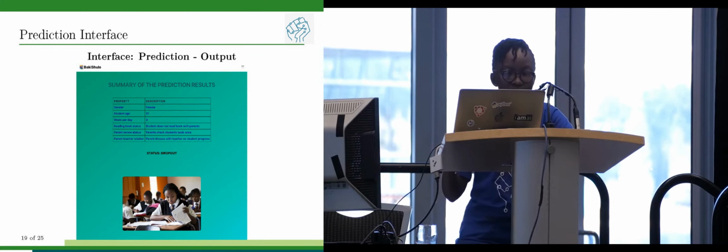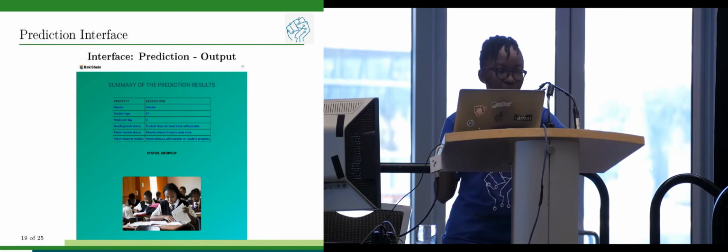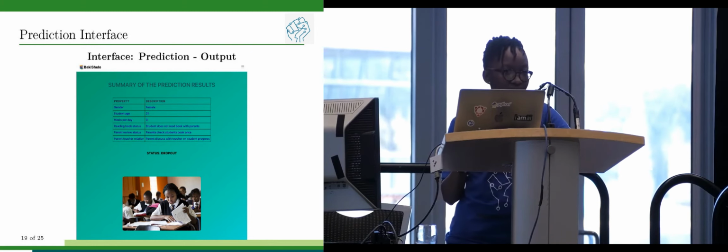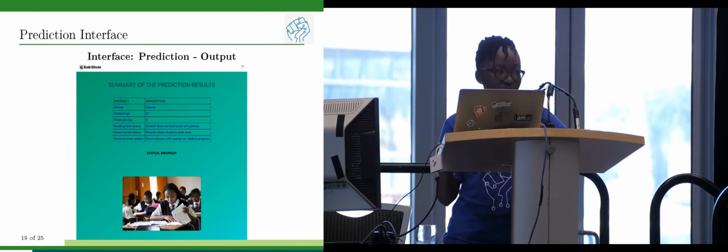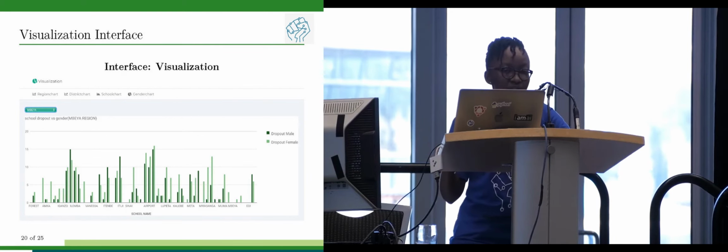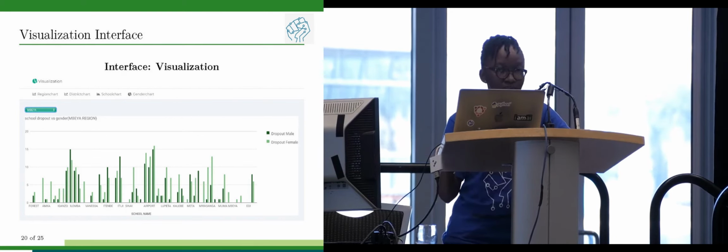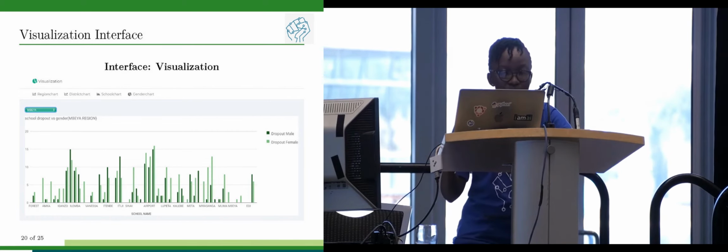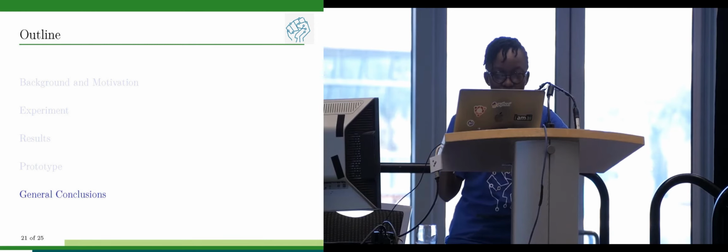And this is the predictive output, whereby it gives a summary of the prediction result, based on the status, whether that student is going to drop out or not based on the input information. We have also included a visualization module to support visualization of schools with dropout, based on the schools we work with in Tanzania.